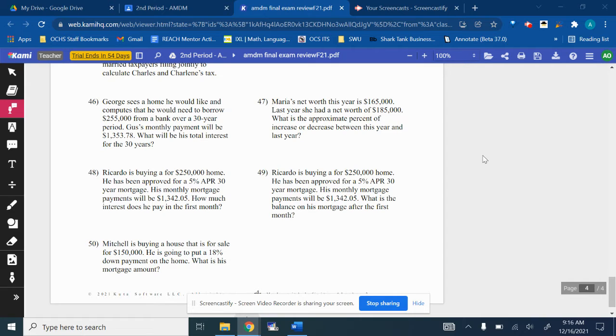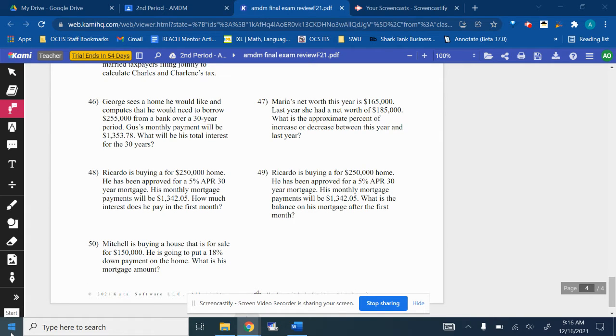Number 46 says George sees a home he would like and computes that he would need to borrow $225,000 from the bank over a 30-year period. George's monthly payment will be $1,353.78. What will his total interest be for the duration of the loan, or for 30 years?